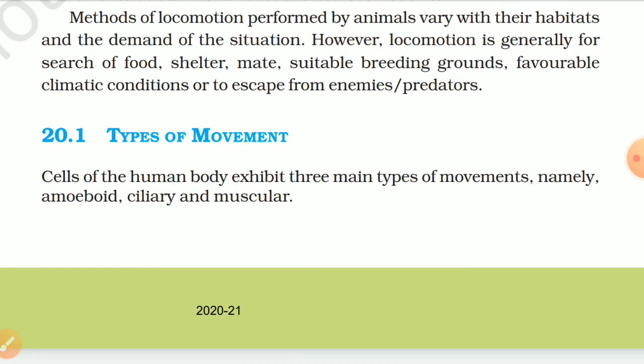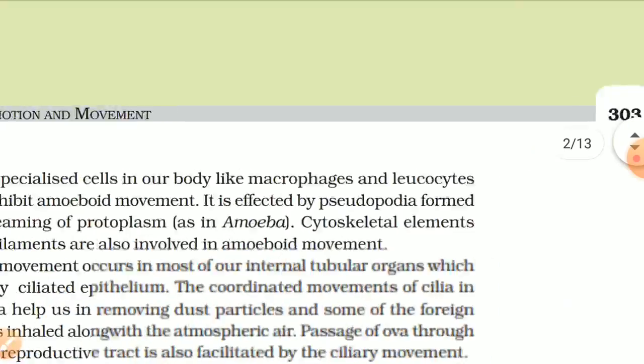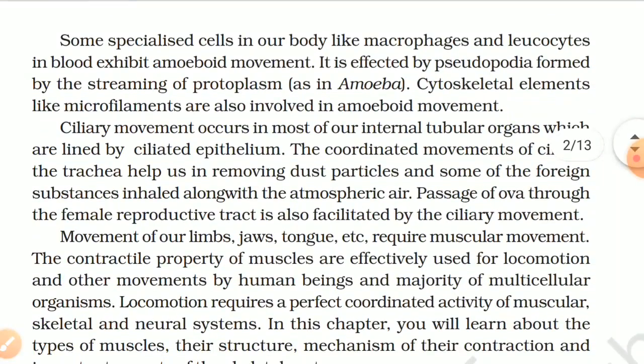20.1 Types of movement. Cells of the human body exhibit three main types of movements, namely amoeboid, ciliary, and muscular. Some specialized cells in our body like macrophages and leukocytes in the blood exhibit amoeboid movement. It is effected by pseudopodia formed by the streaming of protoplasm as in amoeba. Cytoskeletal elements like microfilaments are also involved in amoeboid movement.